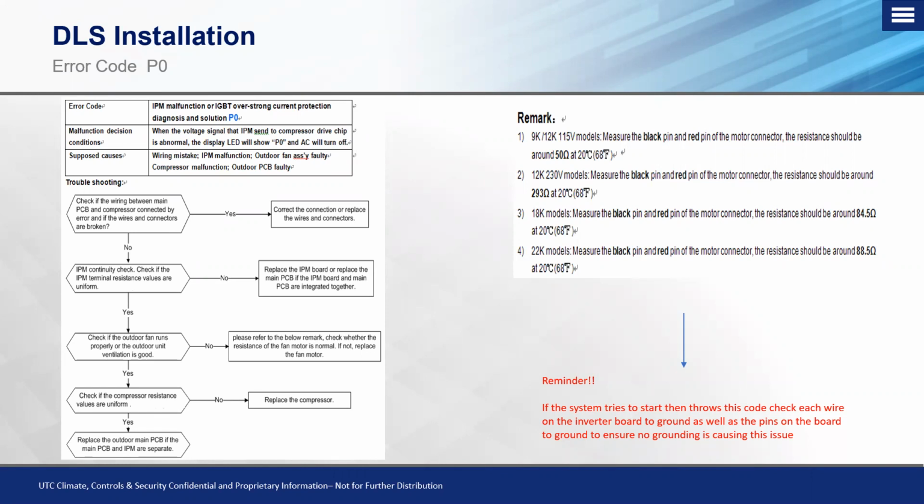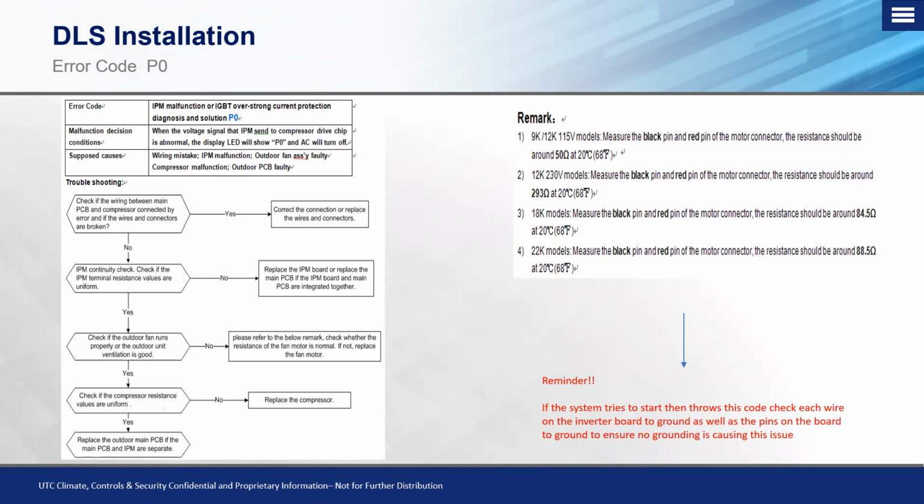If you follow these word for word, you're going to end up replacing an outdoor fan motor, a board, a compressor, and the issue's still going to be there. So it's important to not exactly follow everything that that flow chart is telling you, but it's certainly something that can guide you in the right direction, especially if it's a code that you're unfamiliar with.